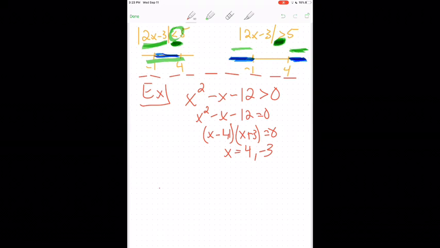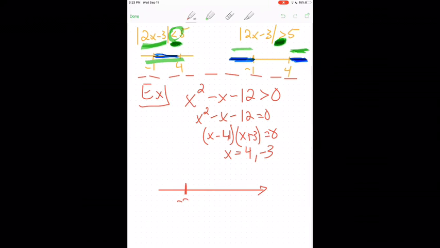Now what I could do is, well, let's put it on a number line. Okay, number line. It's not going to let me draw that side. That's all right. Okay, here's -3, and here's 4. Now looking here, I had a greater than sign. So I'm just going to guess here and say greater than means that we're going to be on the outside of these two. So I'm going to be on the outside of the intervals, so either greater than 4 or less than -3.